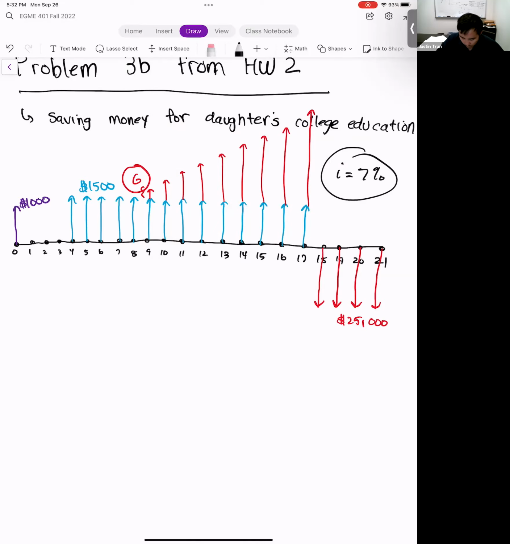All right, and so in these kinds of problems, where you're solving for an unknown amount or unknown cash flow within the cash flow diagram, this is a type of problem we call balancing the cash flow diagram. I might have called it something different in the class, but that's essentially what we're going to do.